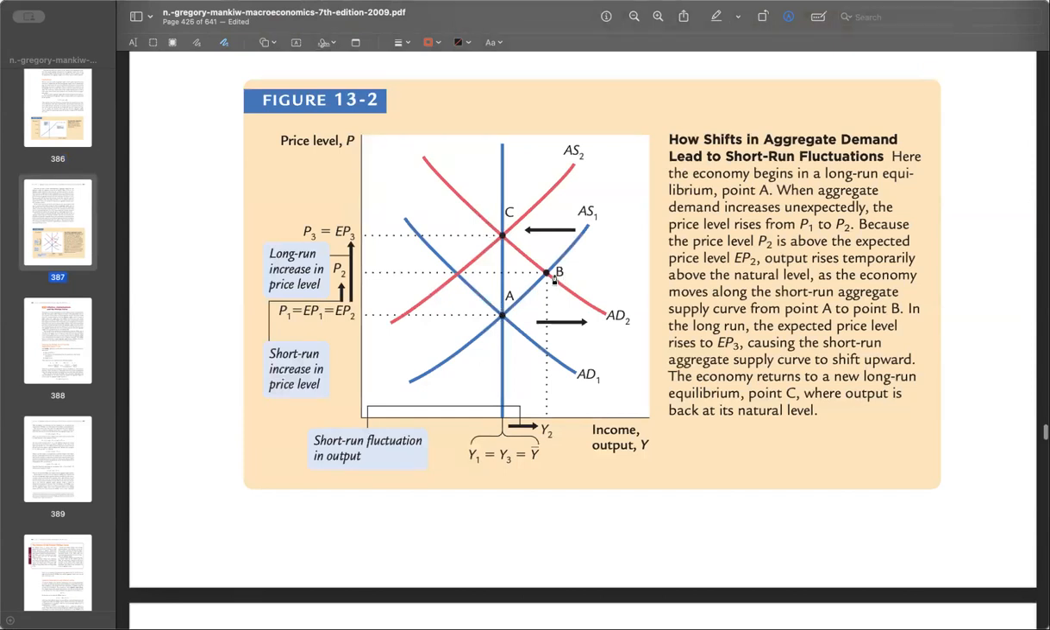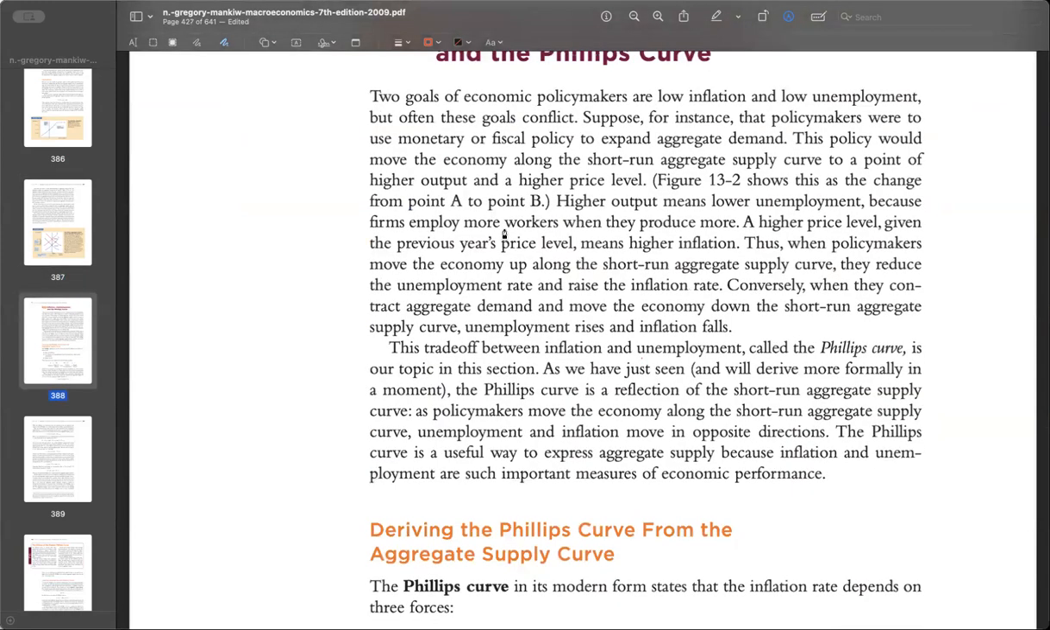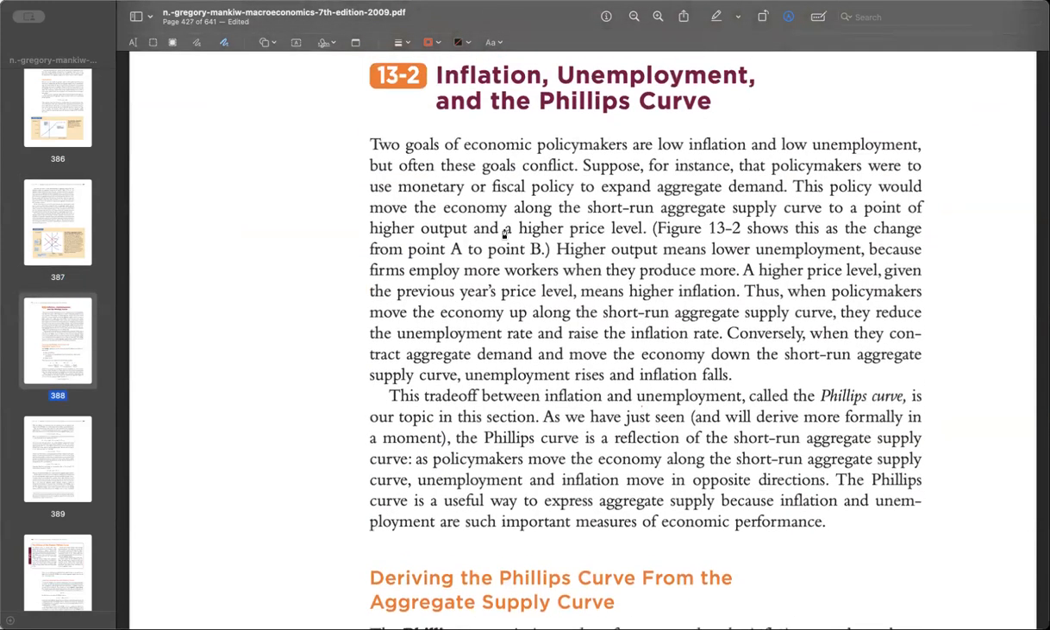All right, and then we discussed the adjustment to the long run. We're moving from A to B in the short run, but from B to C in the long run, where expectations of the average price level change, and you have the new equilibrium where the actual equals the expected at y equals y bar, and that's point C. So now we're at the Phillips curve, right?